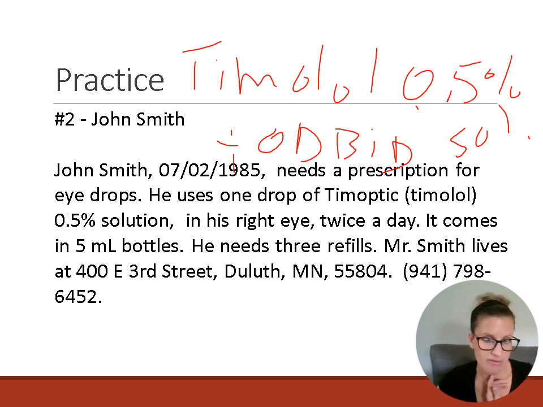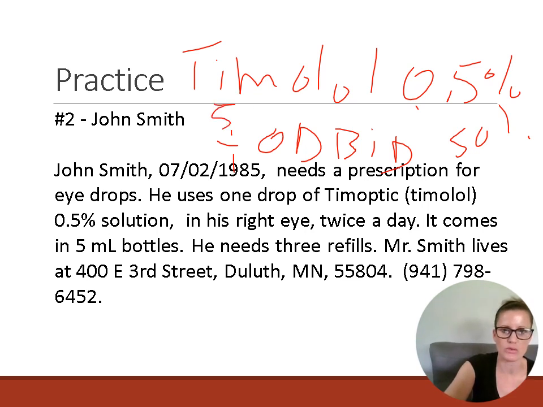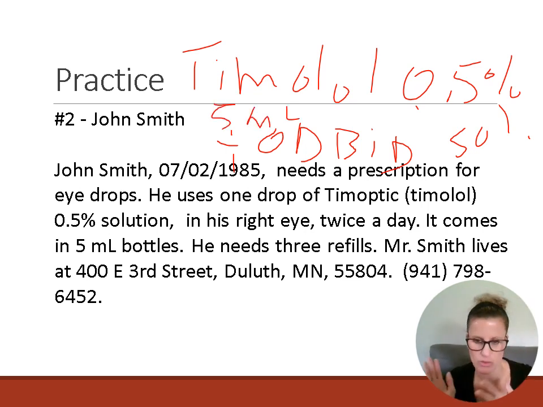It comes in 5 ml bottles. So let's make sure that that 5 mLs is going to last him for a month, right? So 5 mLs would be how many drops? There are about 20 drops in an ml. So 5 mLs is about 100 drops, and he's using 2 a day. So that 5 ml bottle will last him about 50 days. So it comes in 5 ml bottles, dispense 5 mLs, and that's good to get him through the month.